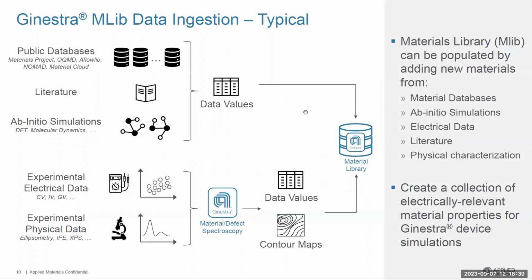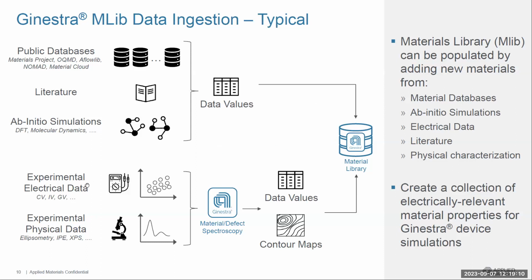The material library can be fed in several different ways. If we start from scratch without any kind of data, we can rely on public databases and literature, looking into articles for property values, and also on initial simulations like DFT, molecular dynamics, etc. So that is one source of data for the material library.